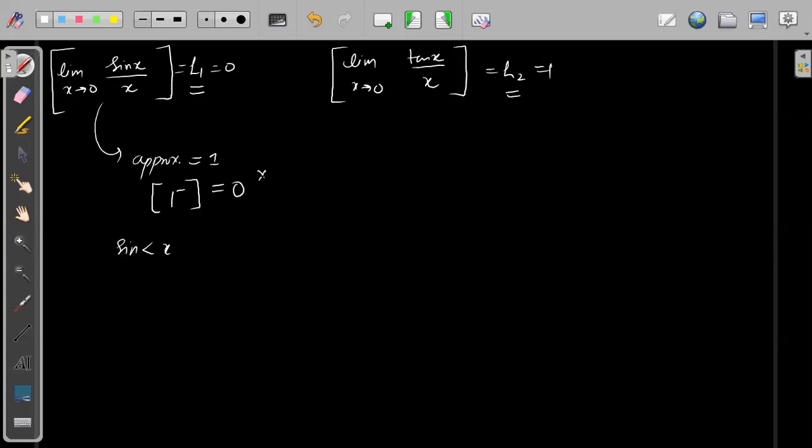I hope this point is clear to everyone. Everybody understood why the greatest integer of this will become equal to 0? Because sin x is always less than x, so this will become 1 minus. For example, suppose we have 2.1 divided by 2.2, this will almost give you 1. But from which side of 1? From the left side. So this will almost give you 1 minus, because the denominator is greater than the numerator.